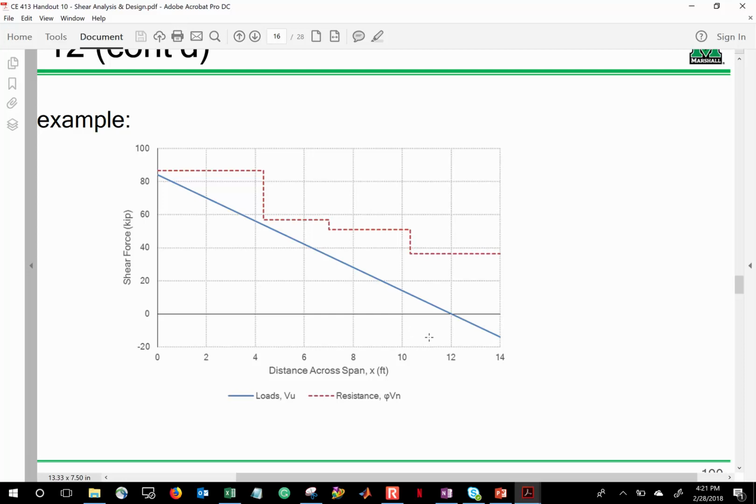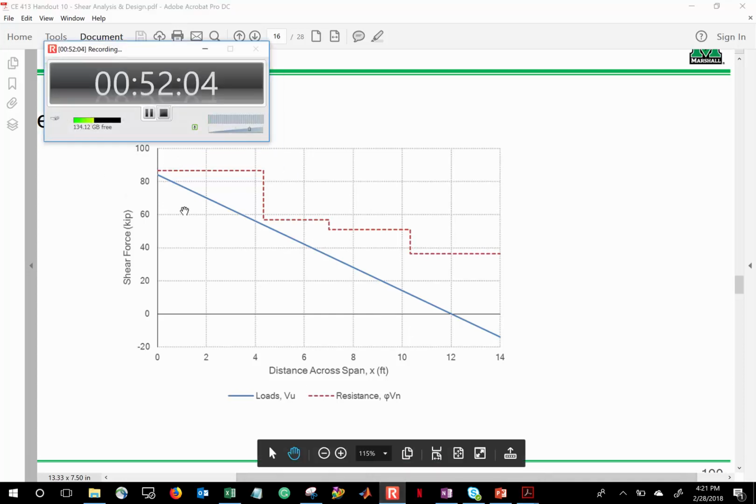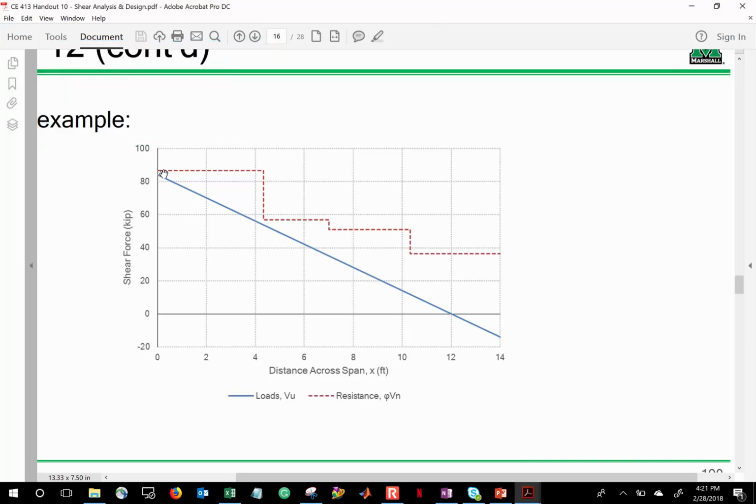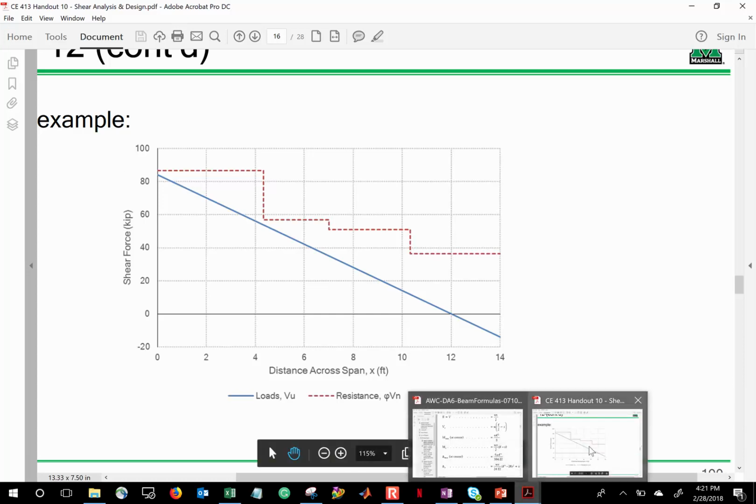The goal is to produce a design where your resistances are always greater than your loads, and here you can kind of see it. What we're going to do in the next example when you all come back on Wednesday is learn and do some examples trying to determine, for a given beam, how you space stirrups to meet a given load demand. And we'll do that for a couple of different scenarios.